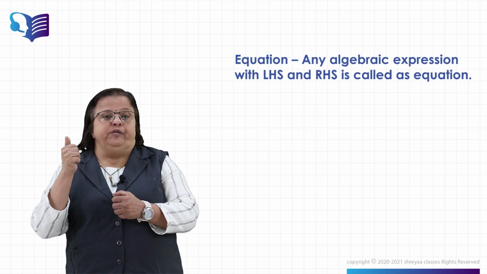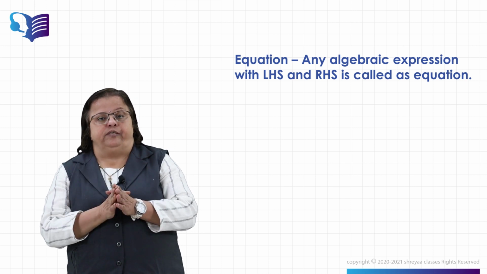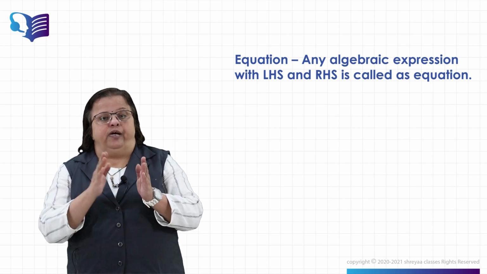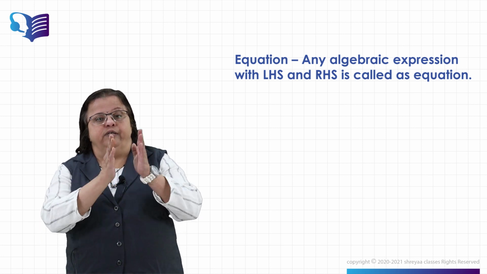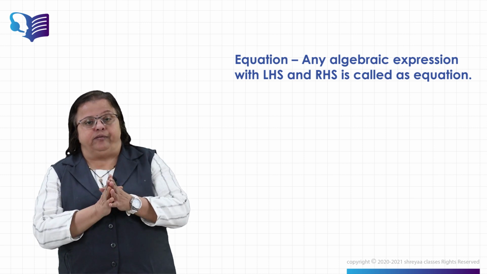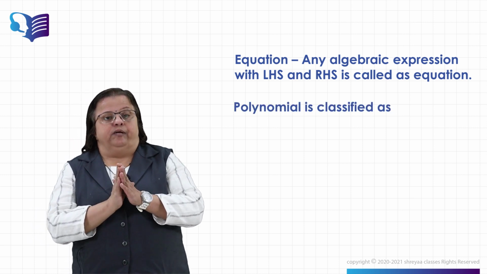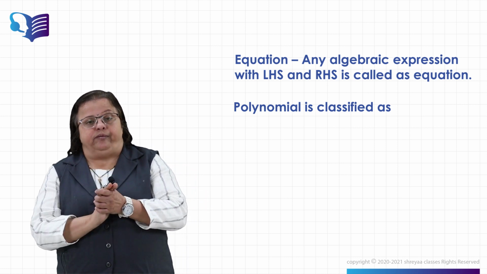Let us see what is meant by the equation. Any algebraic expression with a left hand side and a right hand side is called an equation. Here, left hand side is equal to right hand side. That is called an equation. This way we can write three types of equation.